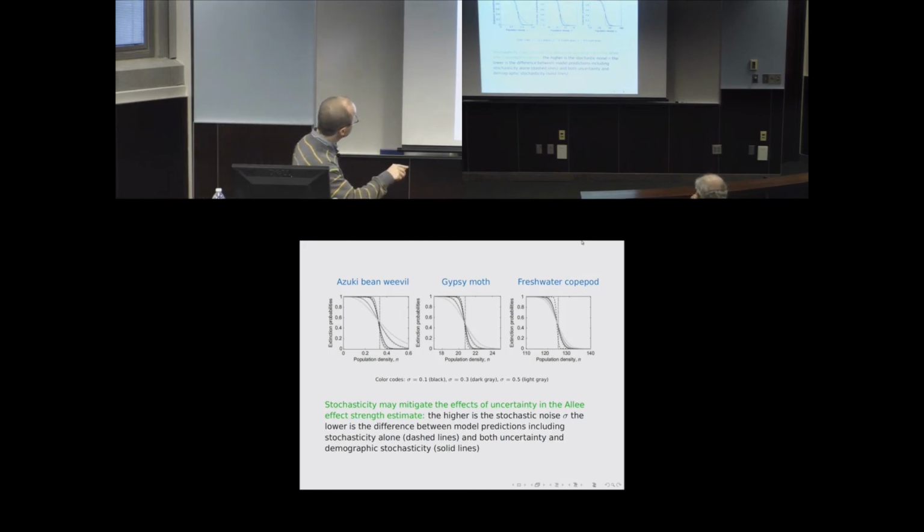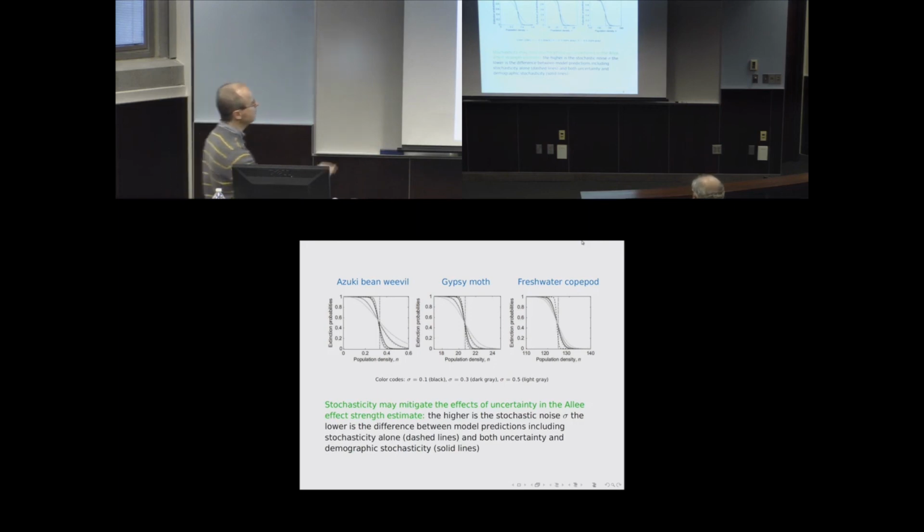So the dotted black curve corresponds to only uncertainty, and the full black curve corresponds to uncertainty plus stochasticity, both for a low value of stochastic noise. Here the dark gray is the same for larger stochastic noise, and the light gray is for even larger stochastic noise for 3 different species.